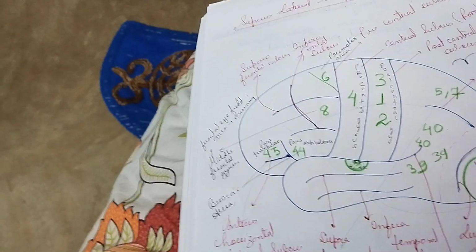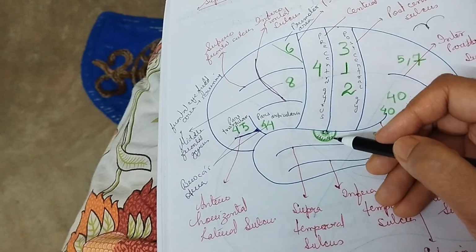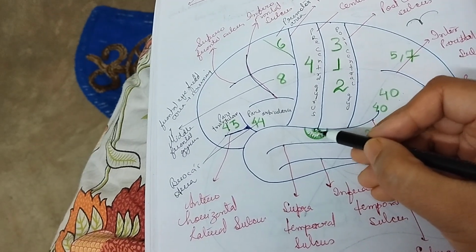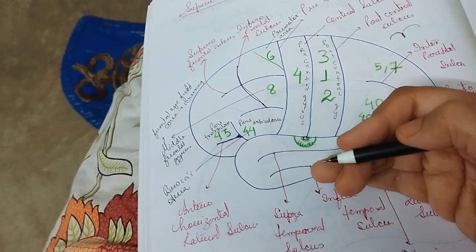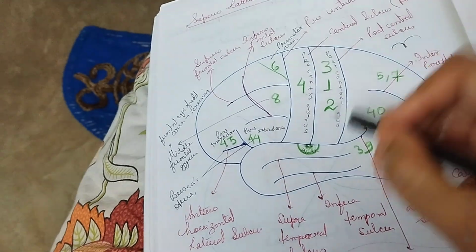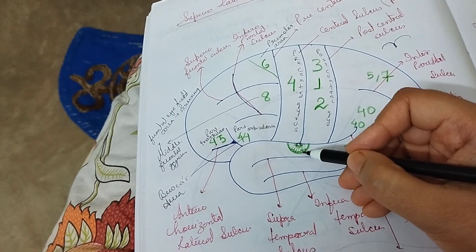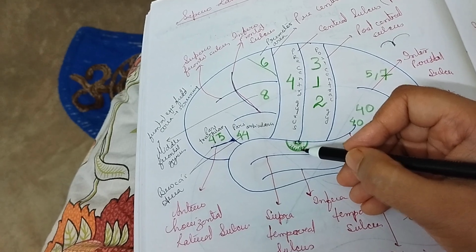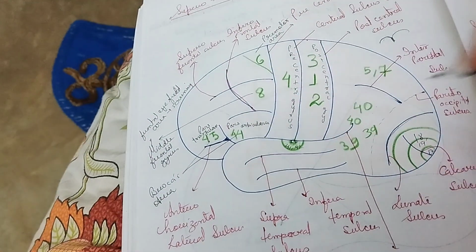Now we have a very important area over here. This is area 22 and areas 41 and 42. Area 22 is usually for memory based language comprehension, whenever you want to remember a particular language, this will be interpreted in this area. And 41 and 42, you all know, is the very important primary auditory area.